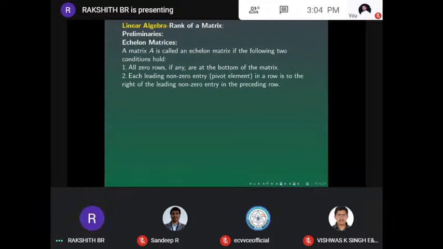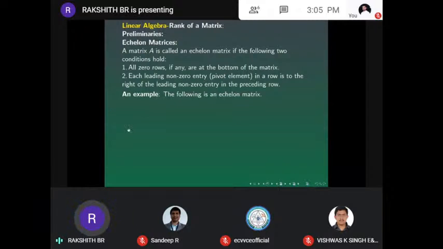The second condition is that each leading non-zero entry. What is meant by a leading non-zero entry in a row? It stands for the first non-zero entry in a row. If each leading non-zero entry in a row is to the right of the first non-zero entry in the preceding row, then we say that A is an echelon matrix. You will understand better with an example. So, the conditions are that all zero rows, if any, are at the bottom of the matrix, and each leading non-zero entry in a row is to the right of the first non-zero entry in the preceding row. This leading non-zero entry is well known as the pivot element.